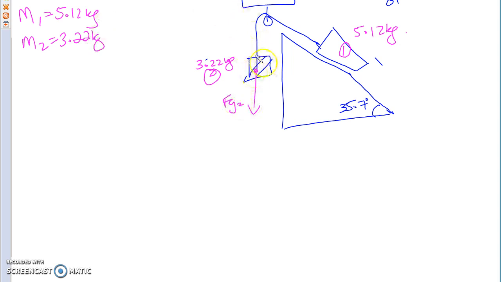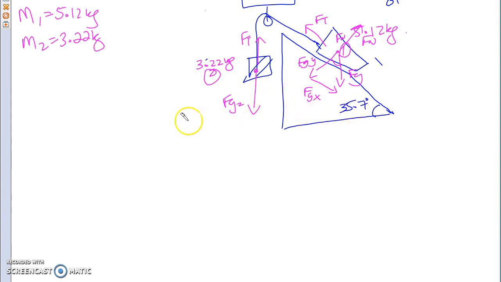So there's your FG2, there is your FT, there is your FT here as well. FN coming out this way, FG going towards the center of the earth, FGY, and that is opposing your FN, and of course your FGX, which is parallel to your surface, and this angle right here of course is 35.7 degrees.